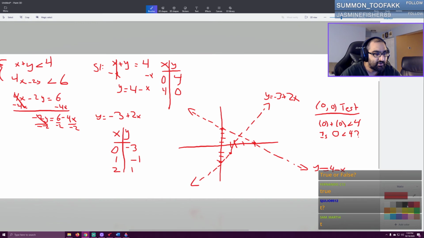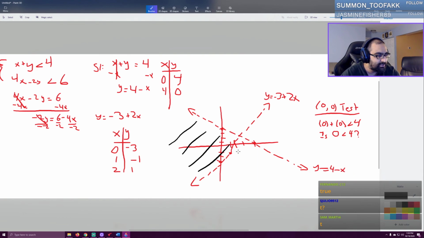So what we're going to do is shade the side that includes 0, 0. I want you to follow this dotted line here. This dotted line reflects our first inequality. We want to shade the side of this dotted line that includes the point 0, 0, since we got it to be true. So I'm going to mark this in black, just like so. This would be the side that includes 0, 0.